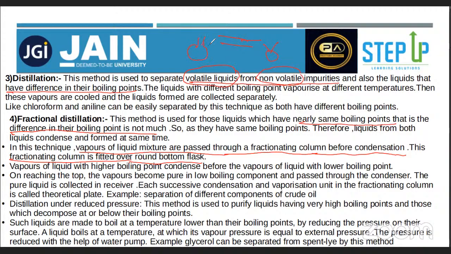So we have two things, one is more volatile and one is less volatile. The more volatile one will get evaporated faster and will come here in the form of vapor. Then water is sprayed over it and it will be cooled. This is how they'll be collecting it. So for fractional distillation, they are separating two substances which have almost the same boiling point.